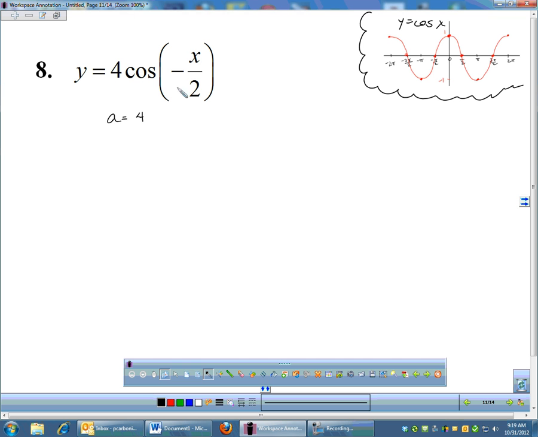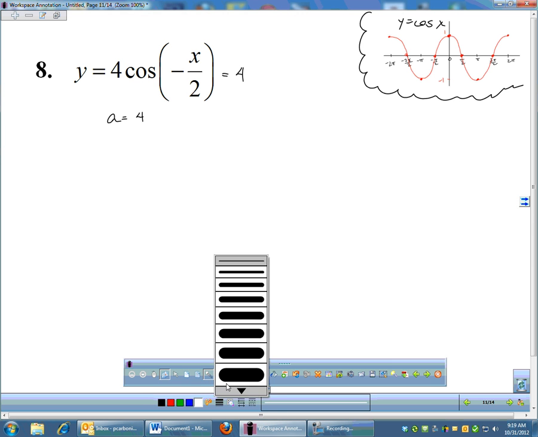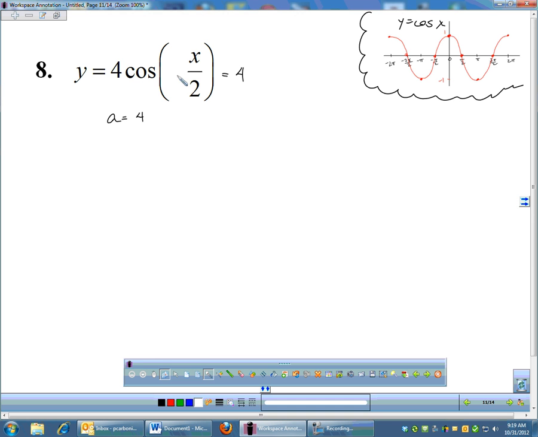My coefficient of x, I'm going to change the way this is written. Ooh, can I change that? I don't want this to be negative. I don't know why I put a negative in there. Let's change that to just x over 2. My bad. We'll tackle negatives later. So this is the same as 4 times the cosine of 1/2 x.